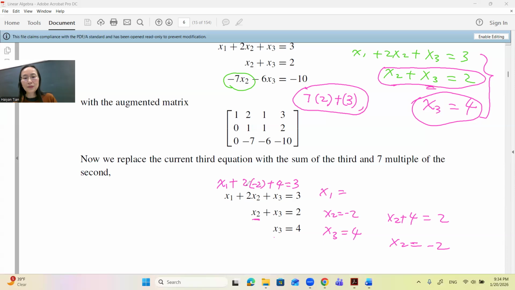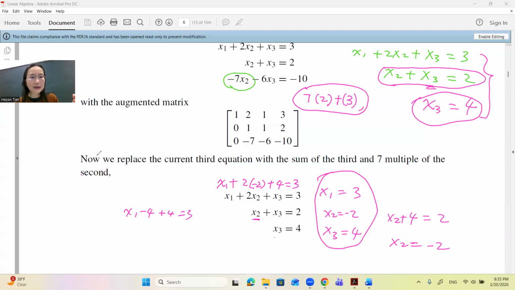So you can see that the first equation is actually the same as x1 minus 4 plus 4 is 3. So x1 is simply 3. So we get how many solutions? A unique solution. Although you get 3 numbers, there are 3 variables.